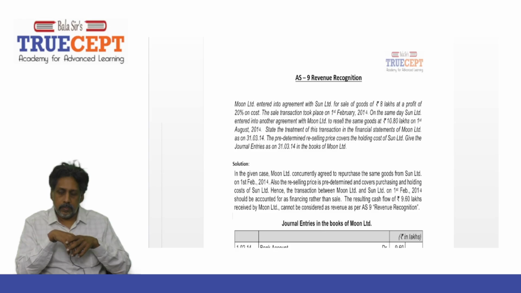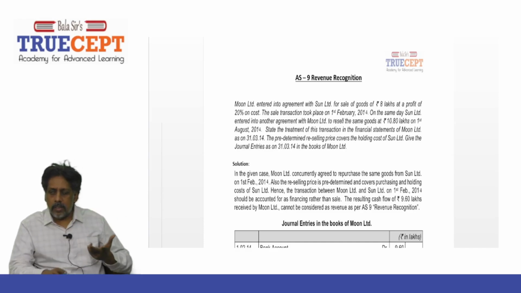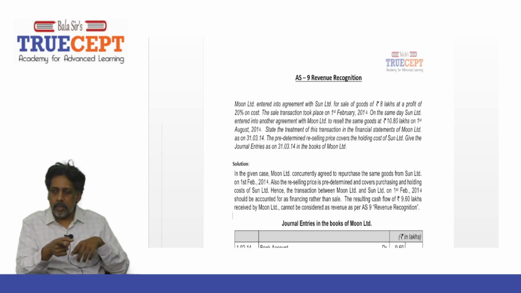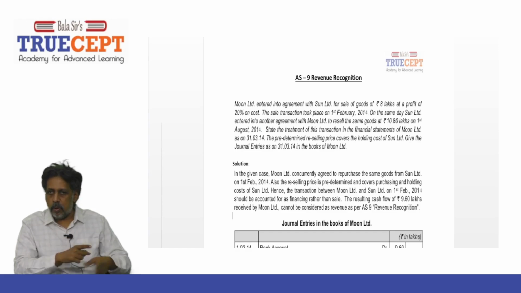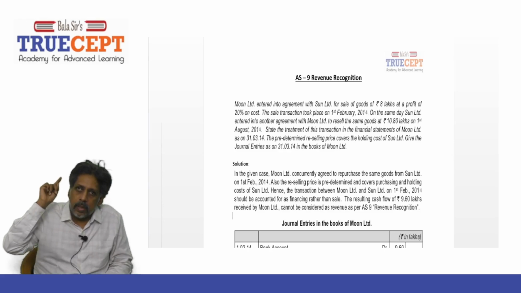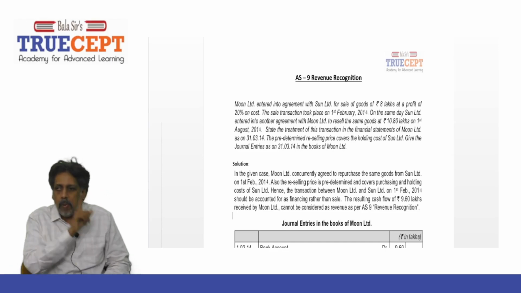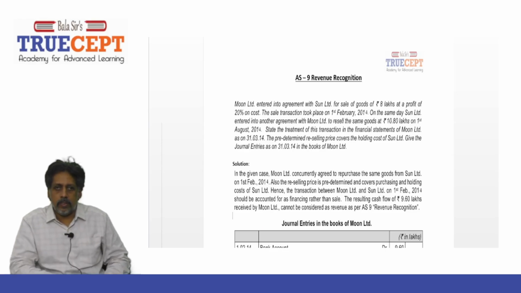Moon Limited entered into an agreement with Sun Limited for sale of goods of rupees 8 lakh at a profit of 20% on cost. Let us assume that you represent Moon Limited and you are selling goods costing rupees 8 lakh at 20% profit on cost. Now, what is 20% on rupees 8 lakh? It is 1.6 lakh or 1,60,000.